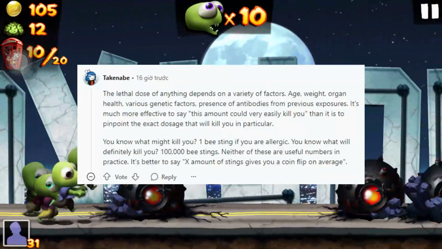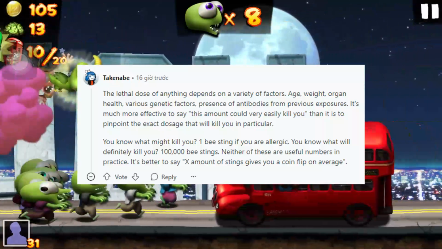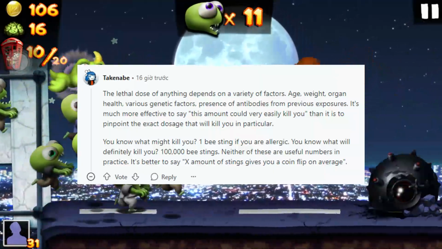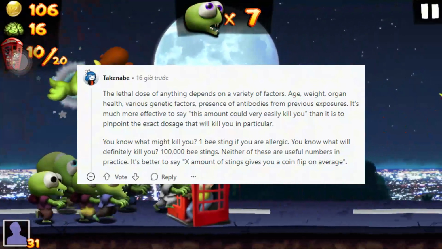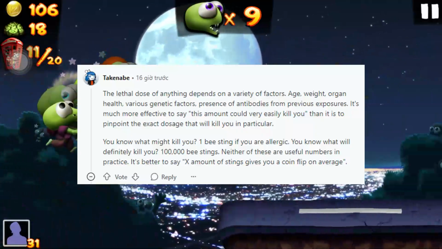The lethal dose of anything depends on a variety of factors: age, weight, organ health, various genetic factors, presence of antibodies from previous exposures. It's much more effective to say, this amount could very easily kill you, than it is to pinpoint the exact dosage that will kill you in particular.